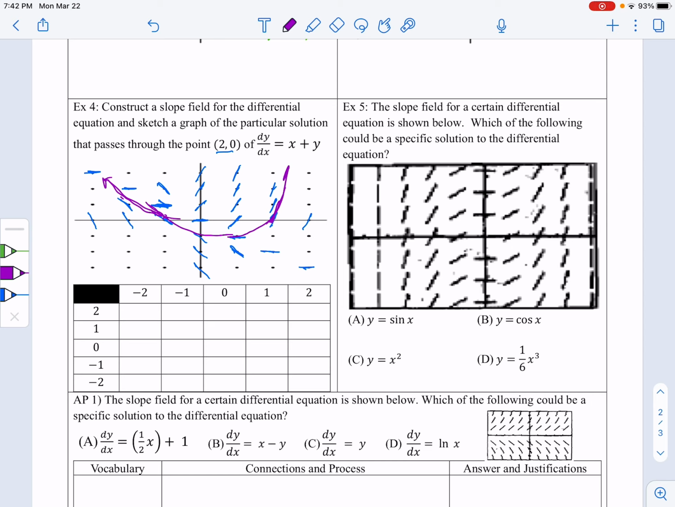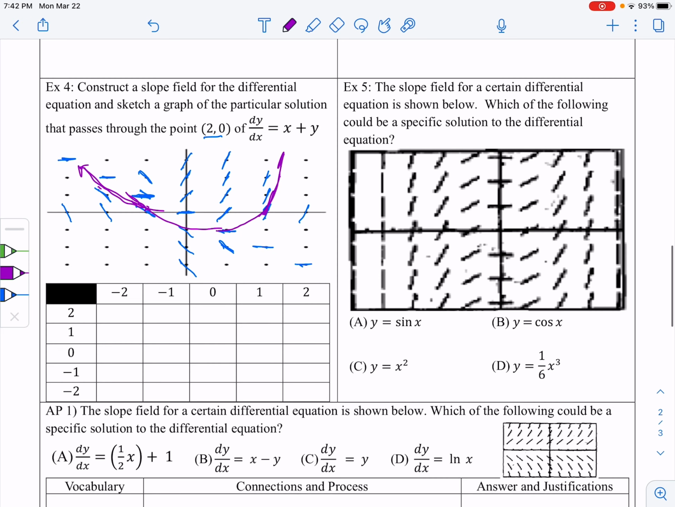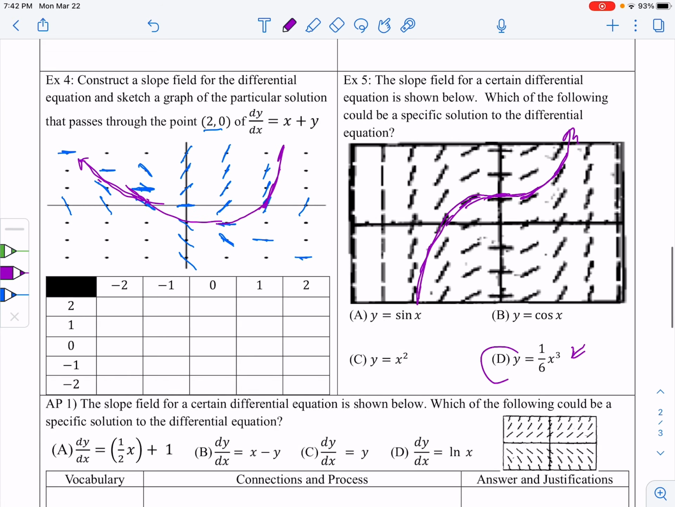All right. Now, here's a slope field for a differential equation. Which of the following could be a specific solution? Okay. Well, if you remember, these are tangent to the curve. So the curve's got to be going like this. Okay. And then it's tangent here and here. What's that look like? What shape is that for the parent graph? Looks like an x cubed. Okay.